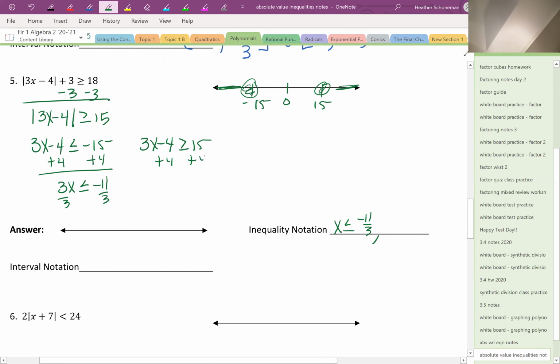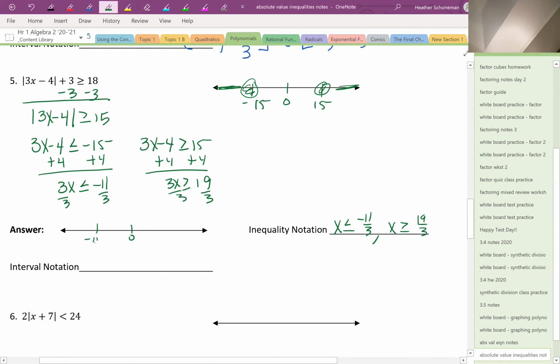Over here, I'm going to add 4. So I get 3x is greater than or equal to 11. Oh, geez, I did not add. I apologize. I subtracted 19. Divide by 3. So x is greater than or equal to 19 thirds.